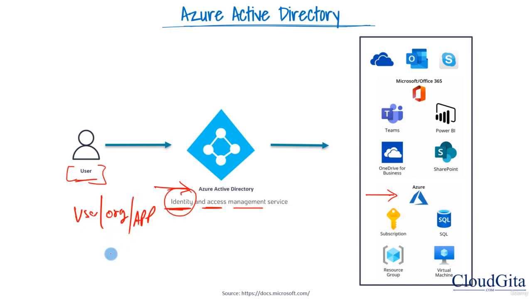So for example, let's say you have Data Factory and this Data Factory is trying to access a database. Forget about what Data Factory is. This is just one application, for example. And this application is trying to access another application. Now this application also needs to authenticate itself, right? And this can also be done using Azure Active Directory, right?